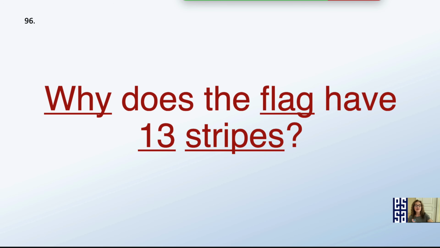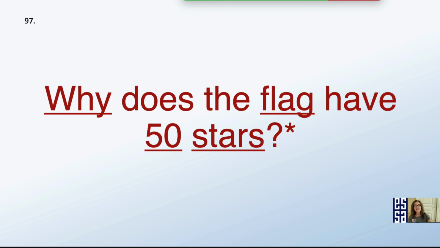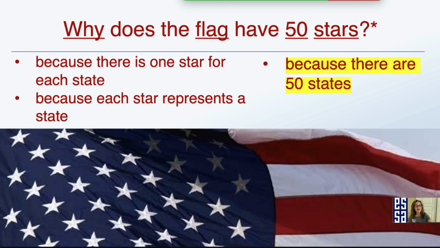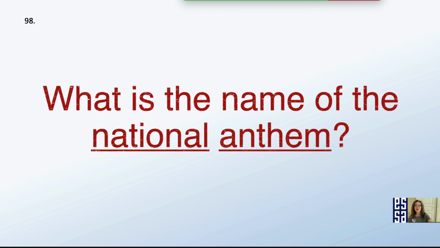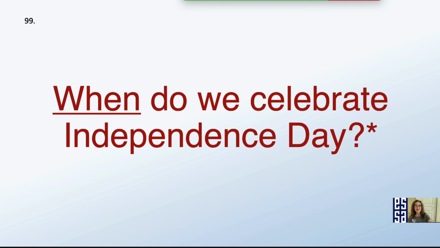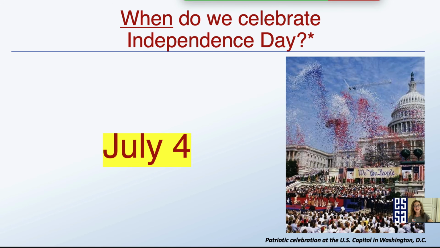Why does the flag have 13 stripes? Because there were 13 original colonies. And why does the flag have 50 stars? 50 stars because there are 50 states. What is the name of the national anthem? The Star-Spangled Banner. When do we celebrate Independence Day? July 4th, the 4th of July is Independence Day.